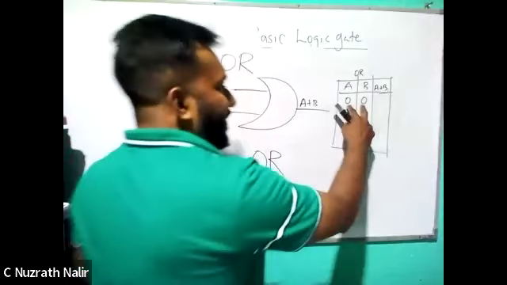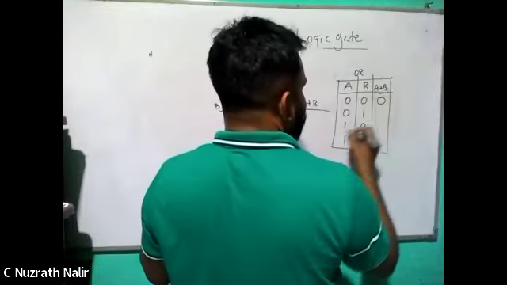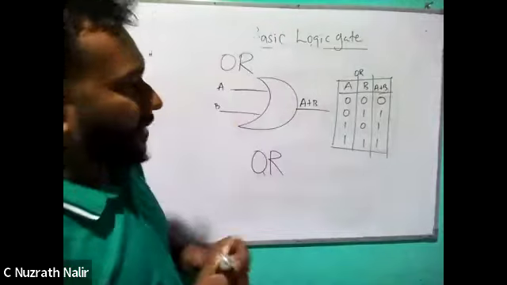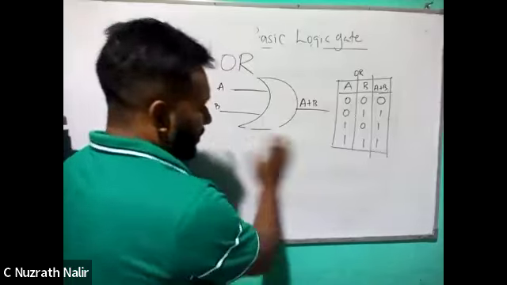So only in this situation, if it is 0 and 0, then you mention 0. Other than that, all are 1. Why? Because this is the easiest one.